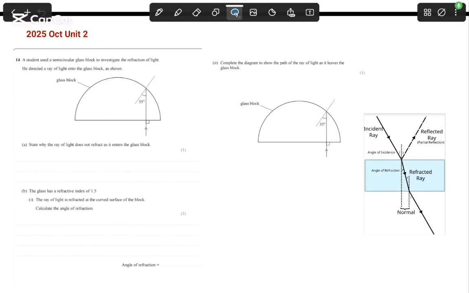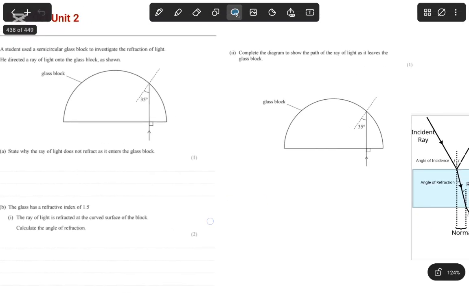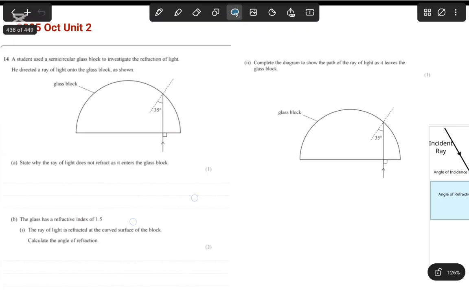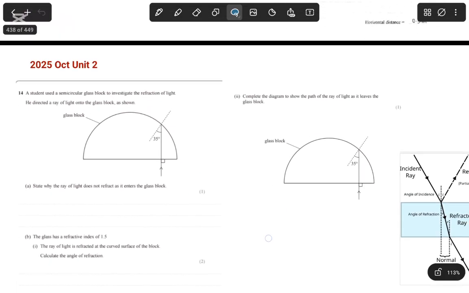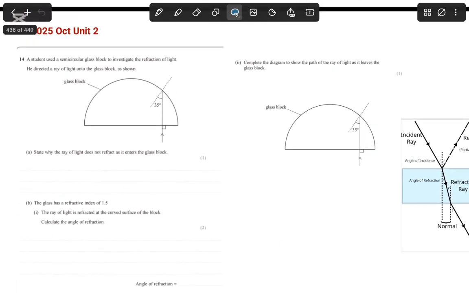Okay, welcome back to an exam walkthrough from light and polarization. In this video, we'll be looking at a question from light and physics. This is from 2025 October, Unit 2, question number 14.